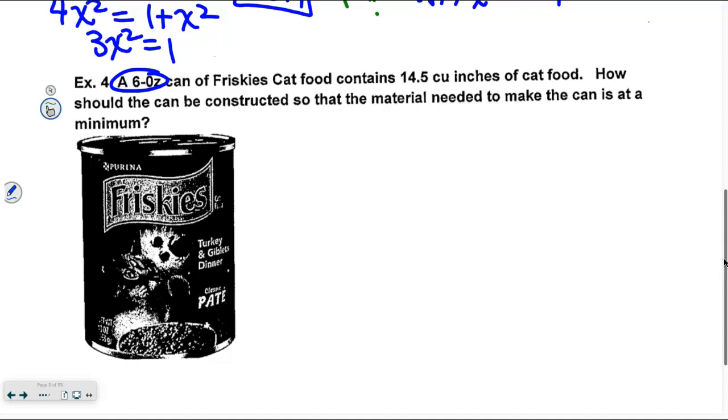We give them this taller can, but this would actually be the process if we wanted to minimize the amount of material we need to use. So we'd save money. But then fewer people are going to buy it. It's all kind of like a marketing issue. But we've got 6 ounces that we want to make sure we're selling or packaging. We've turned that into inches. So that's our volume. It's 14.5 cubic inches. And how should I construct that can so that the material needed to make the can is at a minimum?